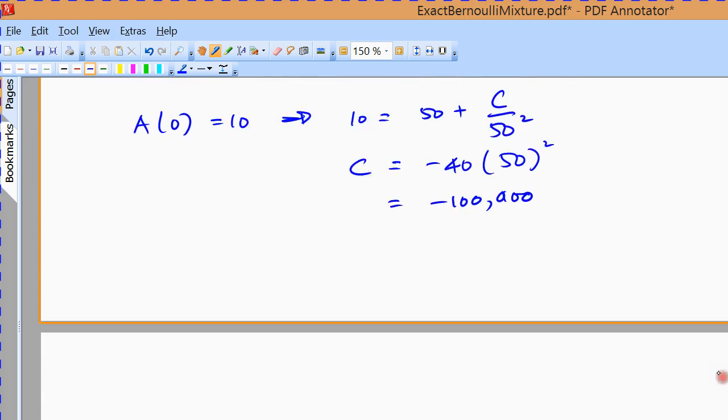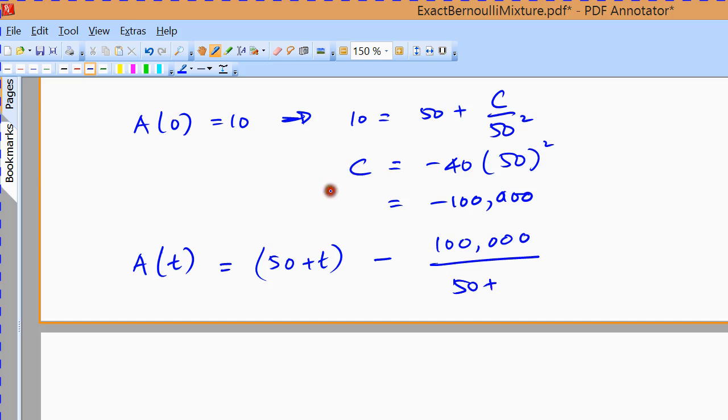And then we can write our equation for the amount of salt in the tank as 50 plus t minus 100,000 over (50 plus t) squared.